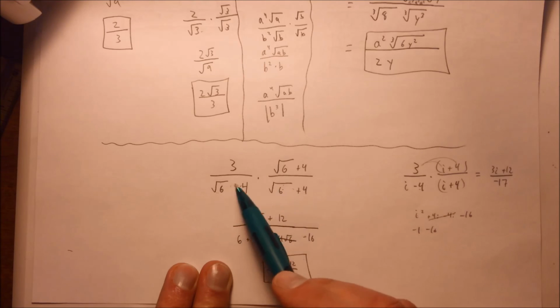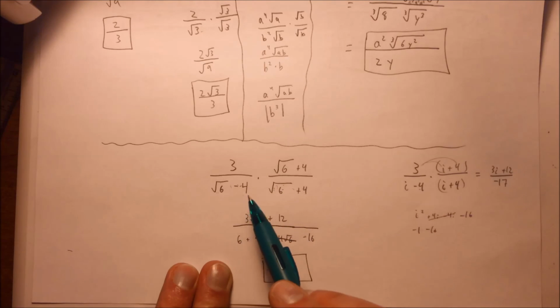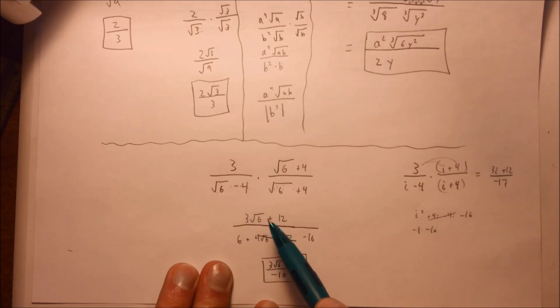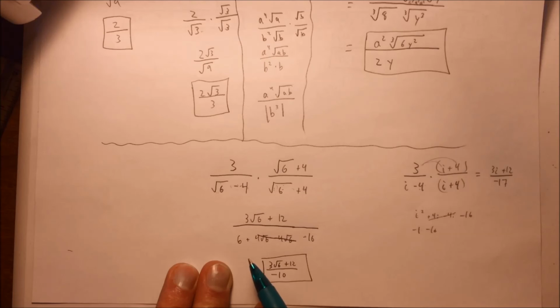So if you get a square root on the bottom here, just multiply by the conjugate. If it's square root of 6 minus 4, got to multiply by the square root of 6 plus 4. And that's how you get rid of the square roots on the bottom.